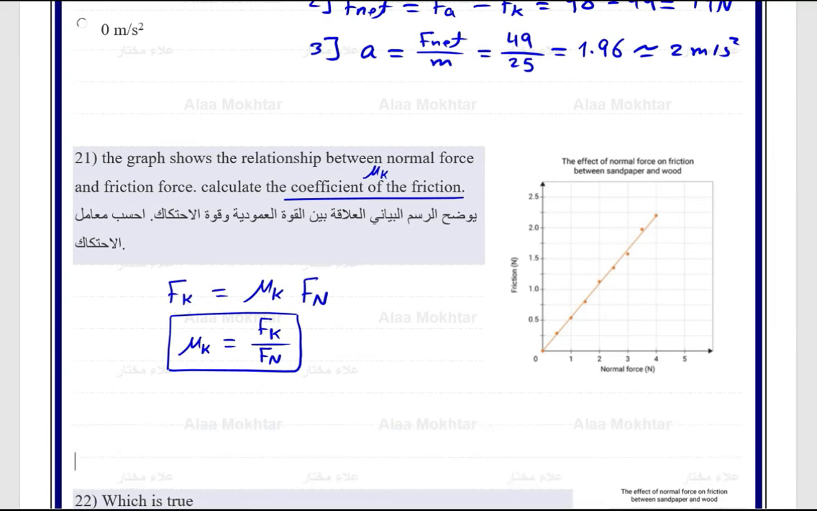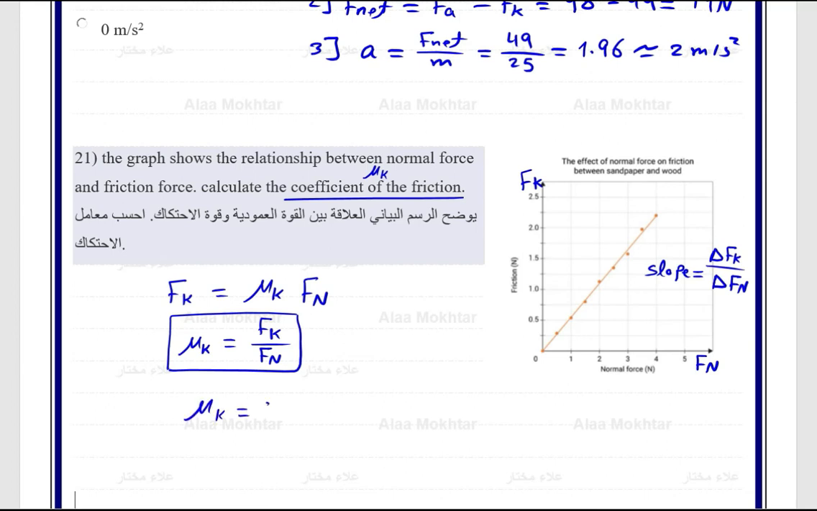Look at the graph. On the y-axis, there is friction, which is Fk. On the x-axis, it's the normal force, Fn. If I need to calculate the slope for this figure, the slope equals rise over run, which is delta Fk over delta Fn. So mu k will equal the slope. You know from math, slope equals y2 minus y1 over x2 minus x1. You can take any two points.